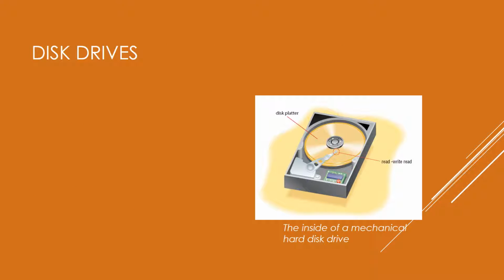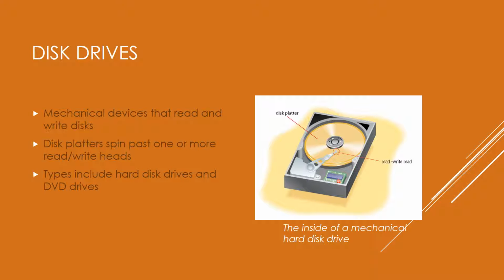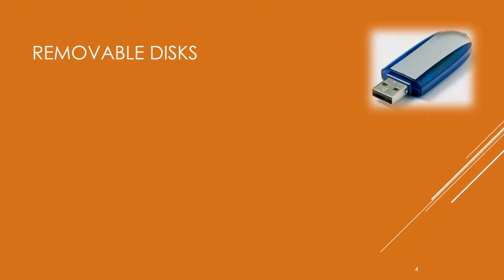This is a picture of a hard disk drive, and the mechanical devices that read and write disks usually look like this on the inside. We normally see just that outer edge of it, but it contains these platters that spin, and you have a read-write head, or sometimes more than one read-write head, that then read the information from those disk platters. This includes hard disk drives and DVD drives.